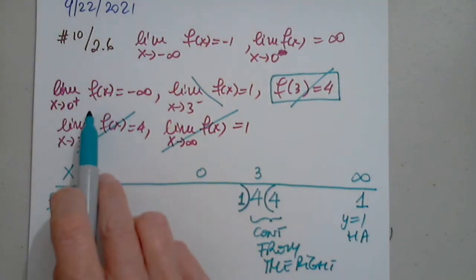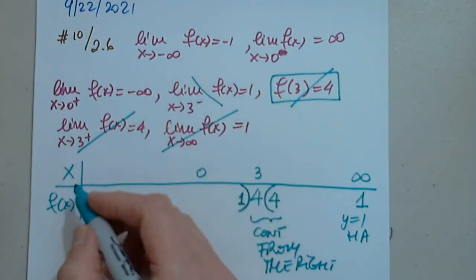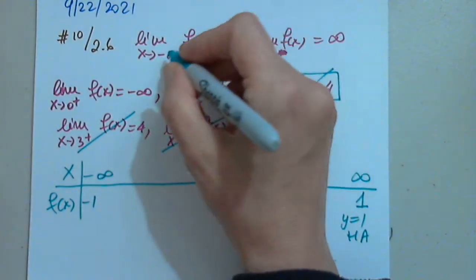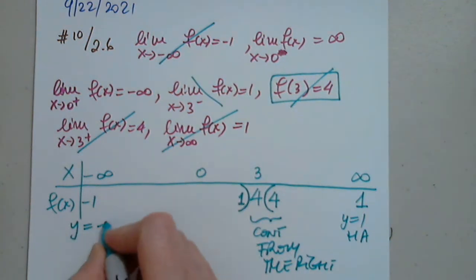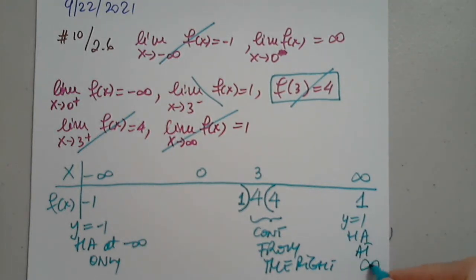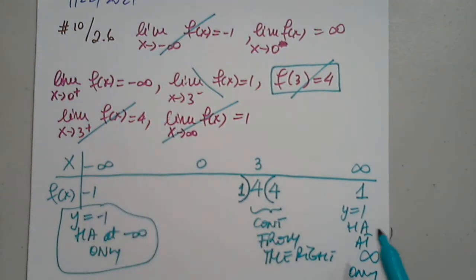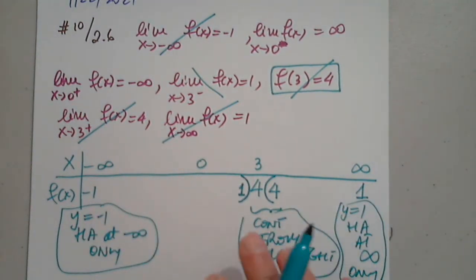Then we also have, as x approaches negative infinity, it approaches negative 1. Done with this as well. Y equals negative 1, horizontal asymptote at negative infinity only. At infinity only. So this is very clear. This is very clear. And this is here very clear.